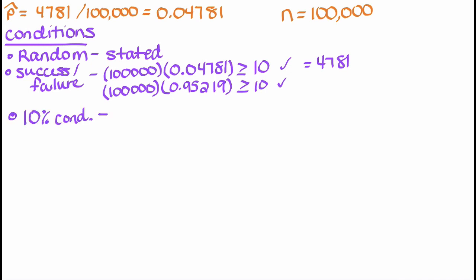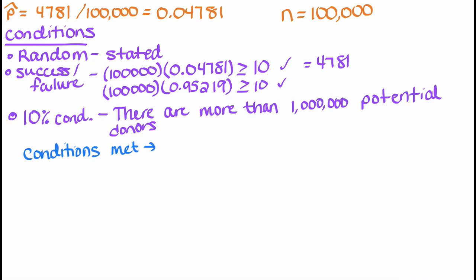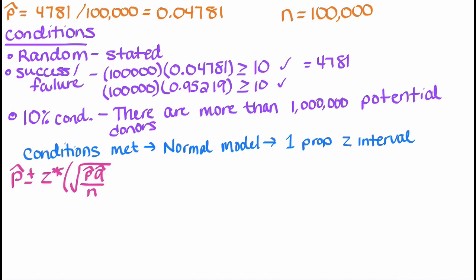It has to meet the 10% condition, so we can assume there are more than 1 million potential donors. So we can now say conditions met. This is going to let us use a normal model and perform a 1 proportion z interval. The work for that is p hat plus or minus z star times the square root of p hat times q hat, which is 1 minus p hat, over n.